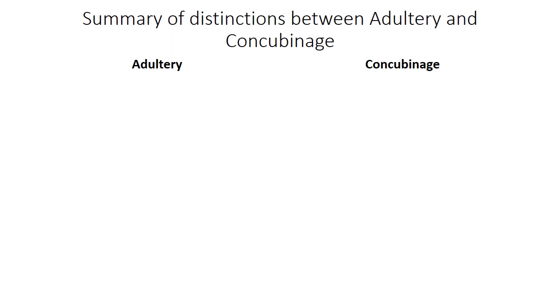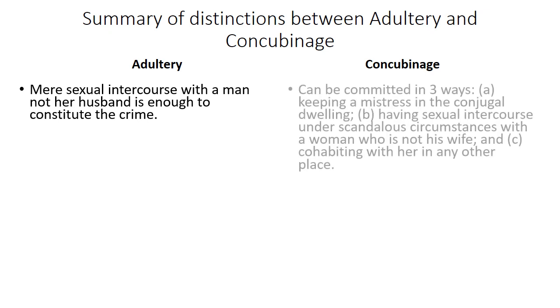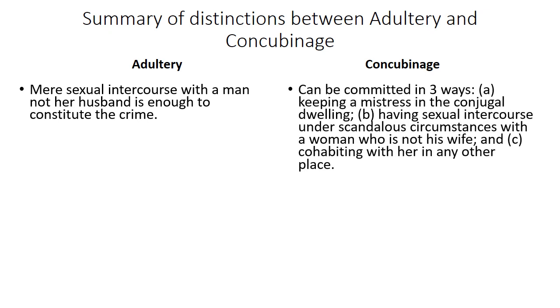Here is now a summary of the major distinctions between adultery and concubinage. In the crime of adultery, mere sexual intercourse with a man, not her husband, is enough to constitute the crime. Whereas in the crime of concubinage, mere sexual intercourse with a woman who is not his wife will not make the husband criminally liable for concubinage, because concubinage can only be committed in any of these 3 ways. Number 1, keeping a mistress in the conjugal dwelling. Number 2, having sexual intercourse under scandalous circumstances with a woman who is not his wife. And number 3, cohabiting with the said woman in any other place.